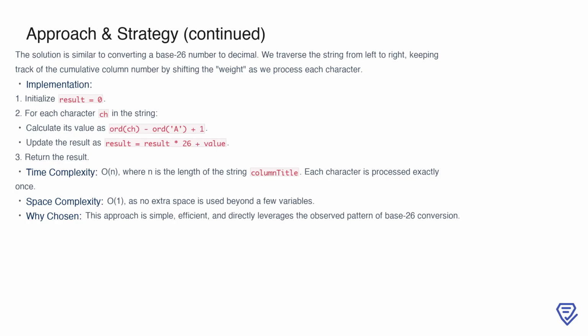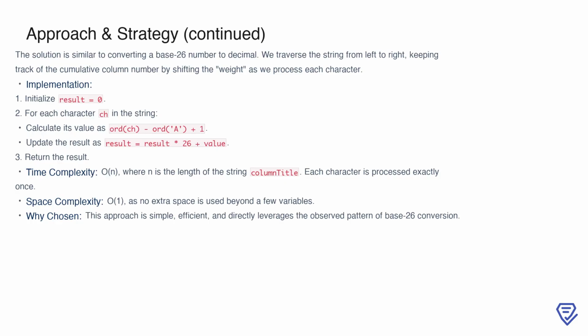The weight of each character is adjusted as we progress through the string. To implement this, we start by initializing a variable called result to 0. Next, for each character in the string, we calculate its value using the formula ord plus 1, which gives the corresponding numeric value for the character. We then update the result by multiplying the current result by 26 and adding the newly calculated value. Once all characters are processed, the result contains the column number.